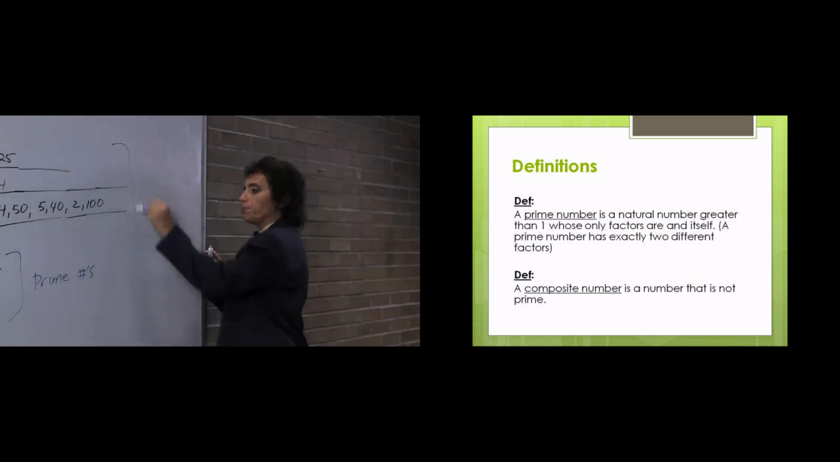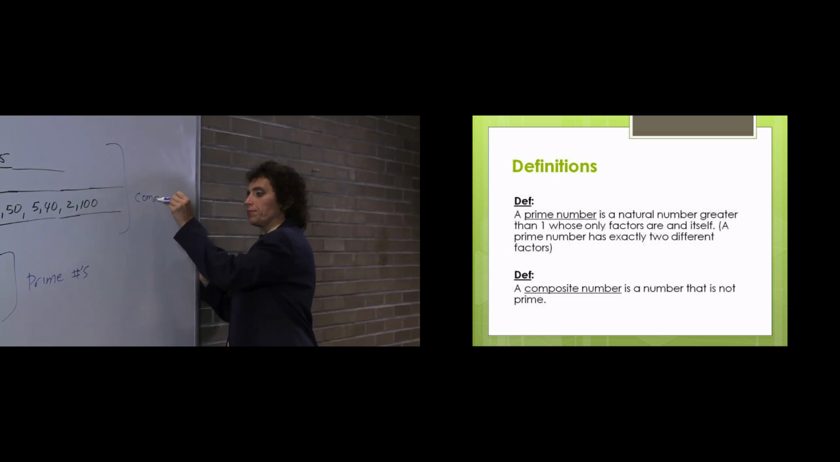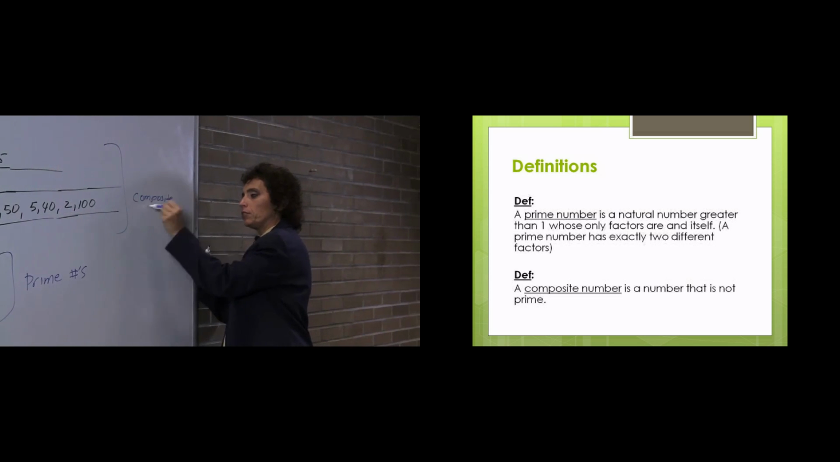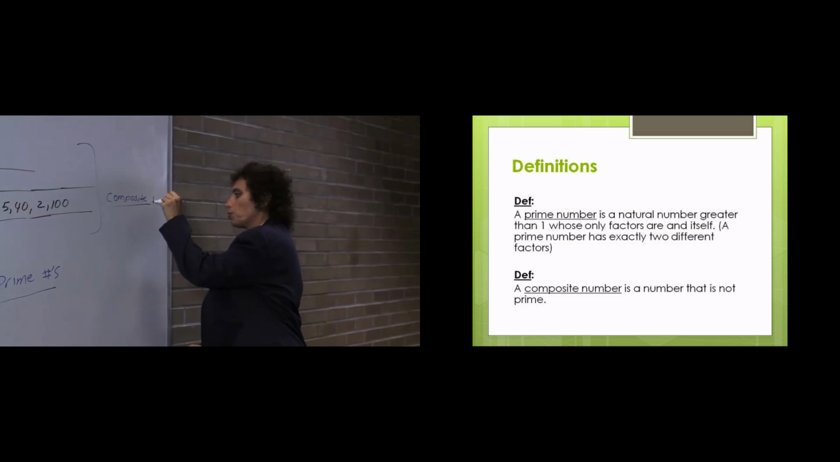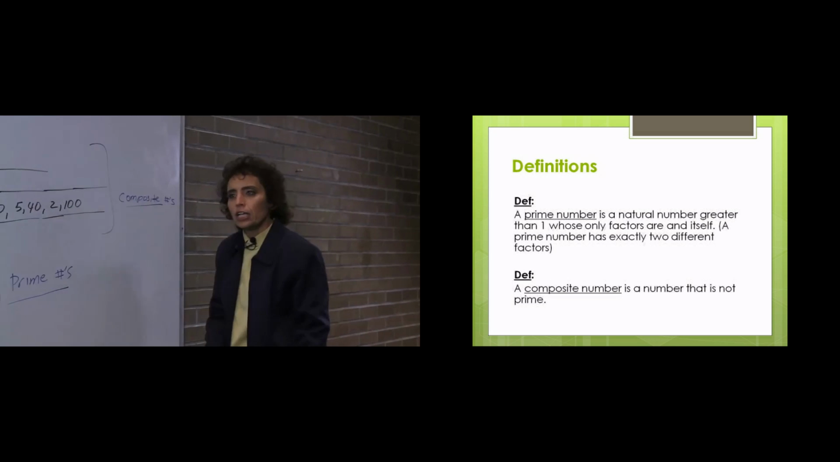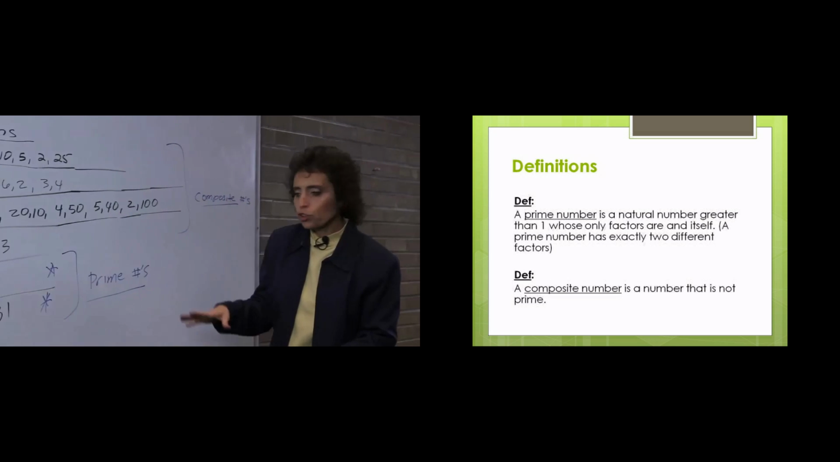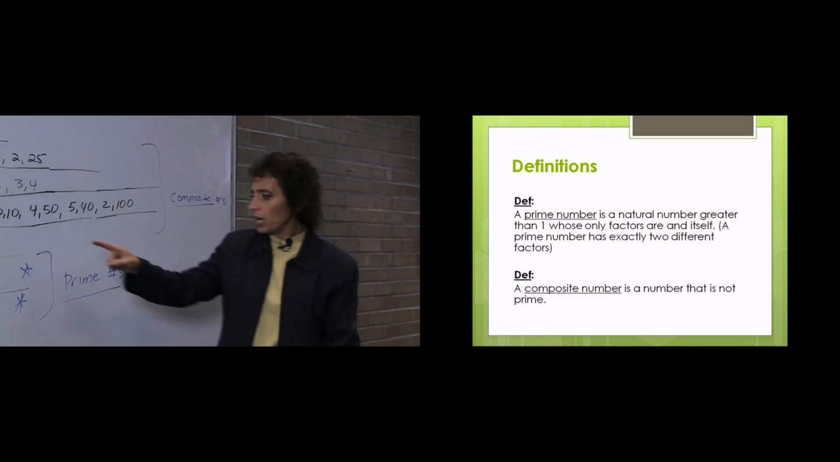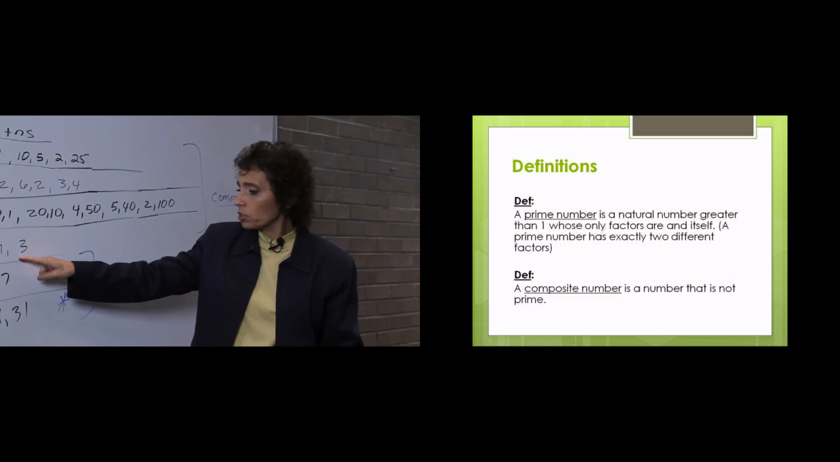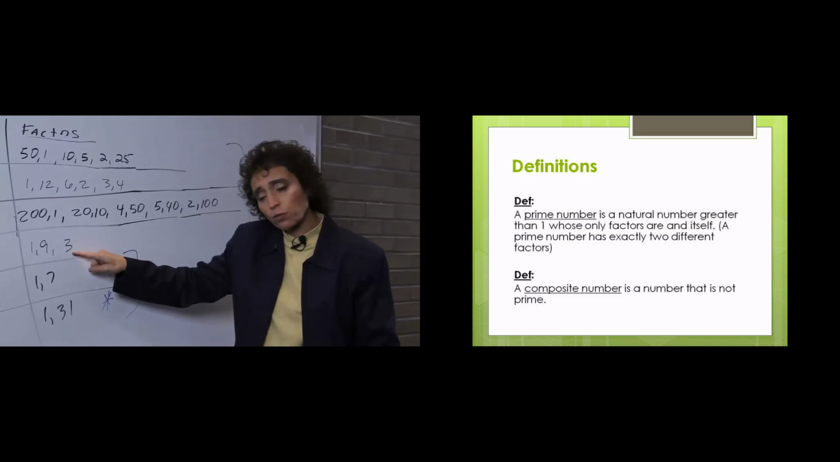Numbers that are not prime are called composite. Composite numbers are numbers that are not prime. So we have prime numbers and composite numbers. Sometimes it's a good idea to only have prime factors. So let's get more familiar with prime numbers. This is not prime because 9 has a factor of 3.